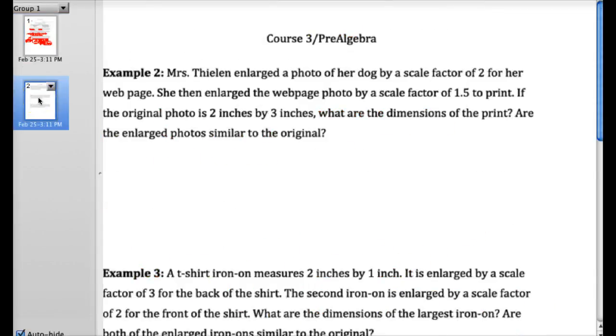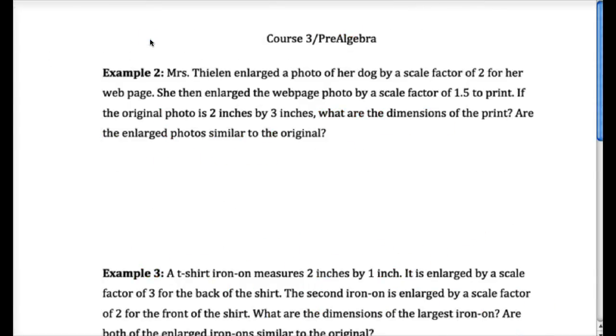So, hey, let's try another one of these. All right, Miss Thielen enlarged a photo of her dog. Miss Thielen is really into her dog, by the way. Talks about her dog. She loves her dog. Miss Thielen enlarged a photo of her dog by a scale factor of 2 for her web page.